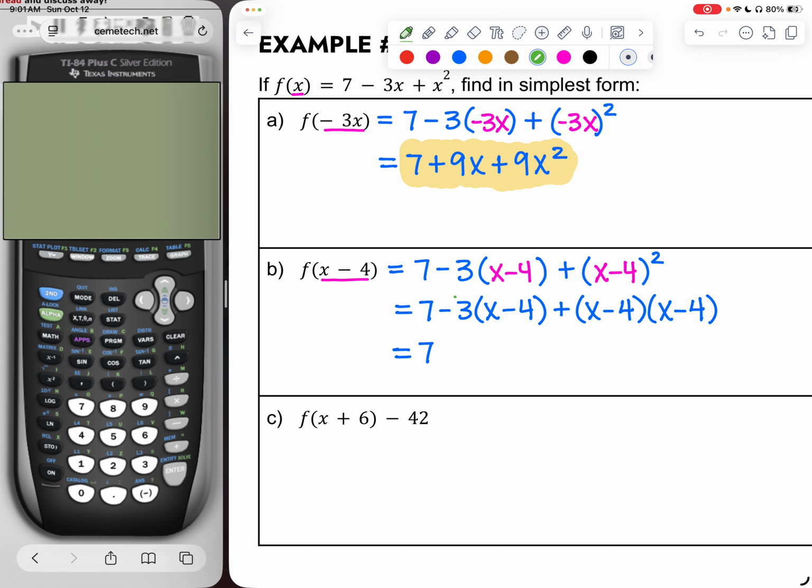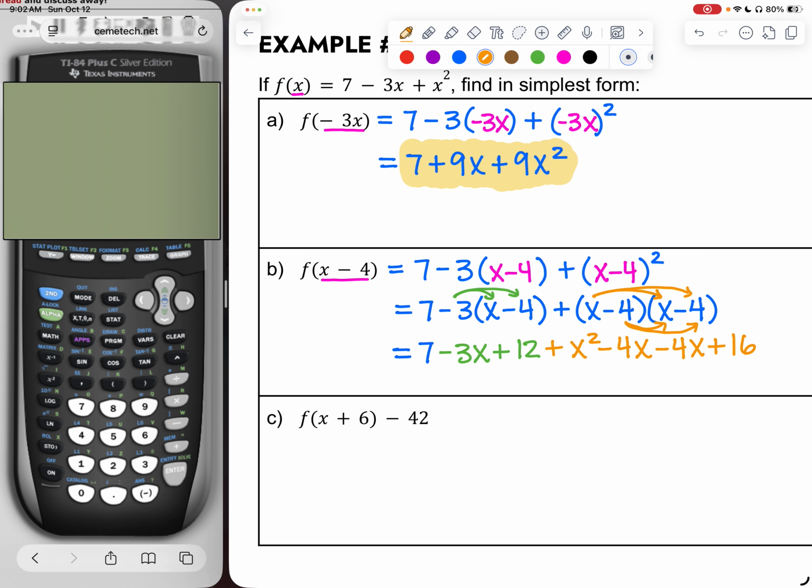So that is going to be 7, and then we have to distribute. So that is going to be -3 times x is -3x. -3 times -4 is a positive 12. And then I'm going to distribute and multiply these two binomials. So x times x and x times -4 is going to give me a positive x squared and a -4x. And then -4 has to be distributed through. So that's going to be -4x plus 16.